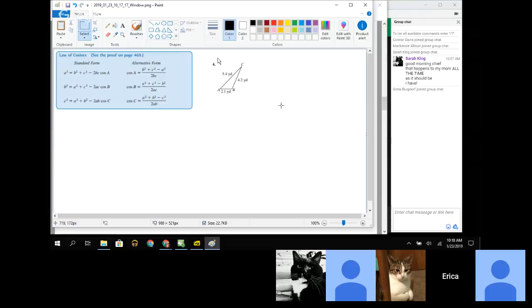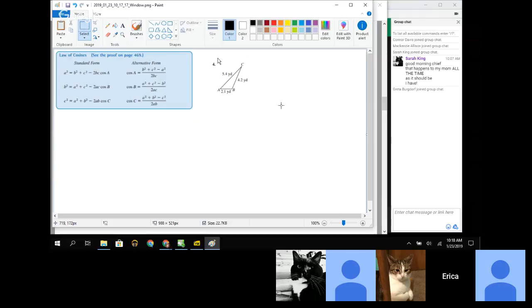So again, flashbacks from geometry. If you want to solve a triangle, that basically means find all the sides and all the angles. So this one we've been given all the sides, right? Well, we have to find all the angles. If this was a right triangle, it'd be super easy, but it's not.